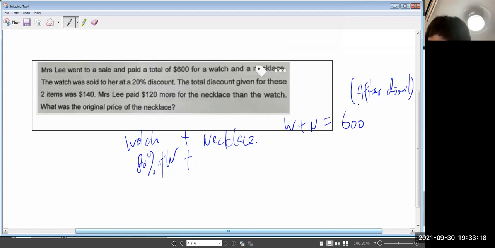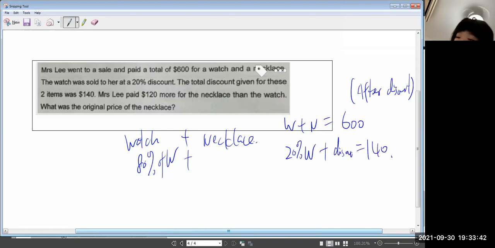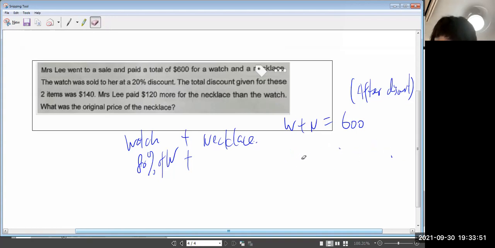80% of the watch, so basically 20% discount on the watch. So you have 20% of the watch plus you don't know what is the discount given to the necklace, right? But you know that they add to 140. And then you also have 120 more for the necklace than the watch. Just help me solve. So over here, more for the necklace. So basically necklace minus the watch is 120.